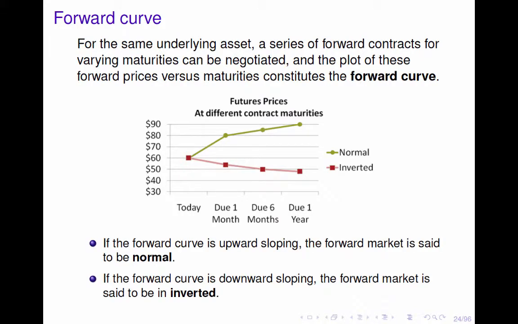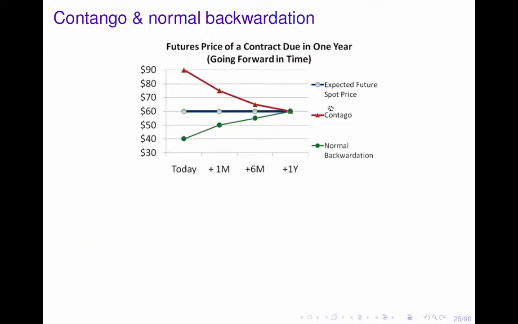Thus, if the curve is upward sloping, the forward market is said to be normal, and otherwise, the market is inverted. Another commonly used terminology to describe a forward market is contango versus normal backwardation. Different from the previous graph, where the horizontal axis represents the different maturities, here in this graph, the horizontal axis represents the evolution of time.